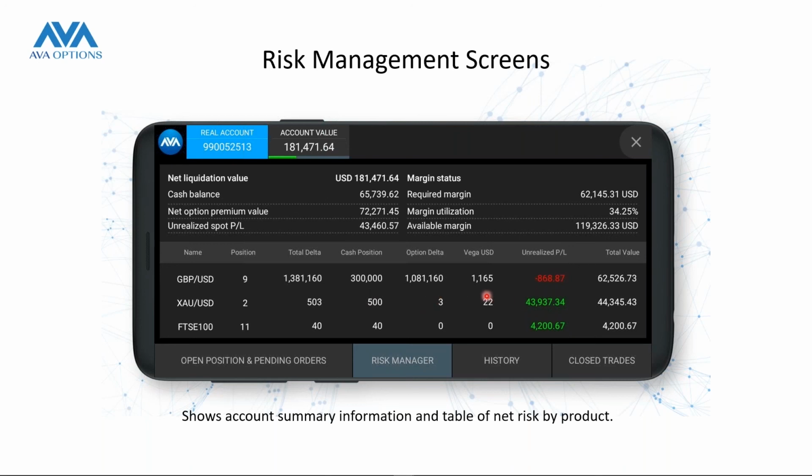My exposure to implied volatility is $1,165. So if the market gets more volatile, I'm going to make money because I own options. And it's showing me my unrealized P&L as well.